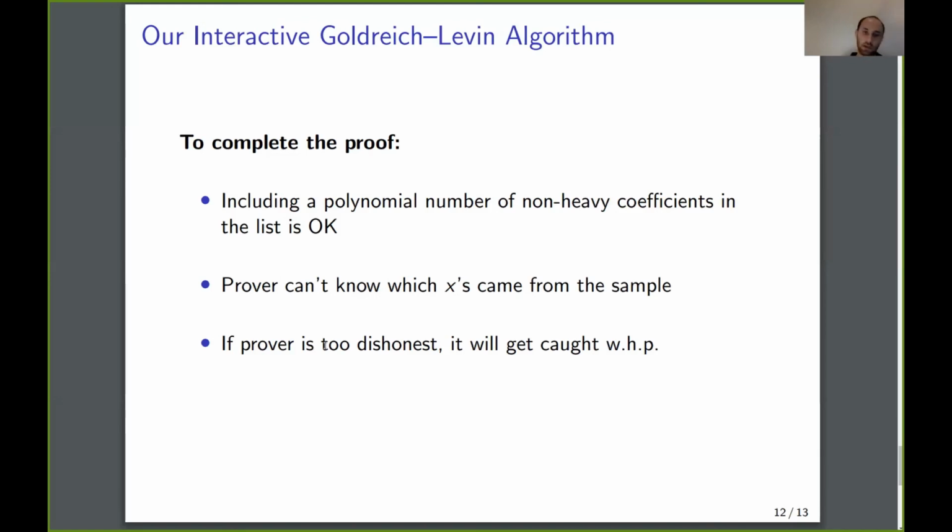And in order to do that, you also need to repeat this protocol a number of times independently, basically to amplify the probability of catching the prover. But these three bullets basically wrap up the explanation of the interactive Goldreich-Levin algorithm, and that's it.